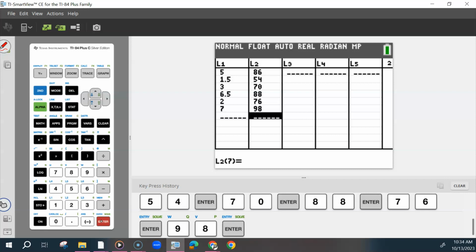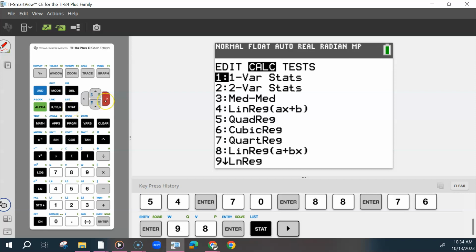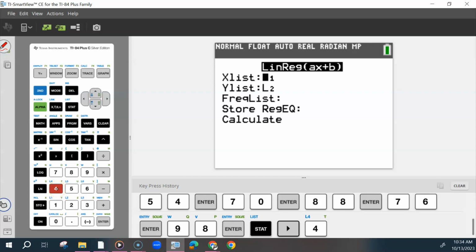Right, so that was step 1. Step 2, go back into STAT, scroll to the right for CALC, and then you can either scroll down to number 4 or hit number 4. You want linear regression, so be mindful. There are 2 of them. You want the one that's ax plus b, similar to our mx plus b. You want that one, so number 4. You can either hit number 4 or scroll down and hit enter at 4.